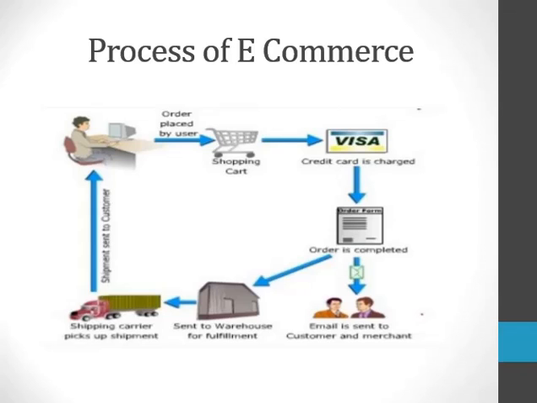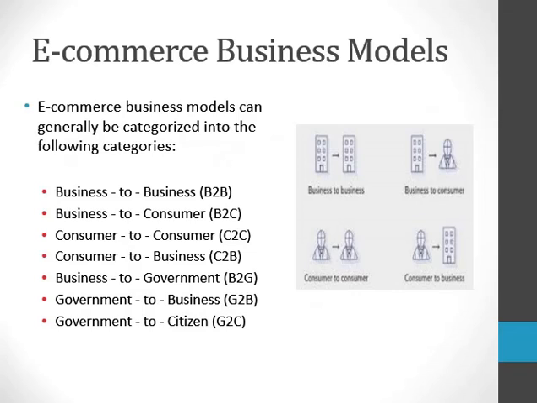Now let's understand some of the e-commerce business models. E-commerce business models are generally categorized into the following categories. That is B2B, where the business transaction takes place between two business organizations. B2C, where the e-commerce business takes place between a buyer and a seller, where the buyer is the end consumer and the seller is some business. Then C2C, in which both the buyer and the seller are customers.